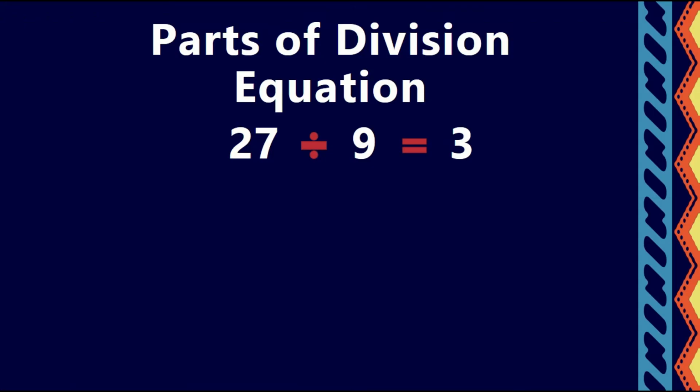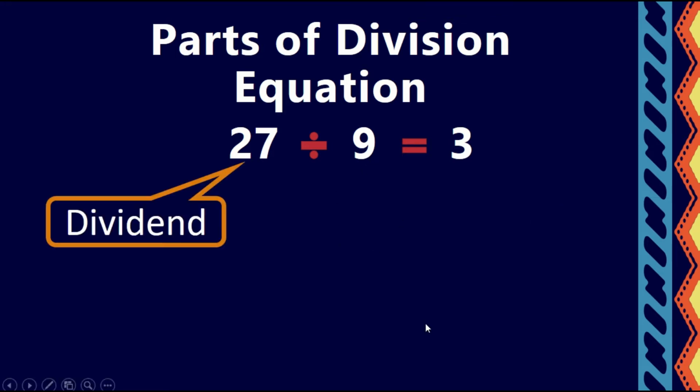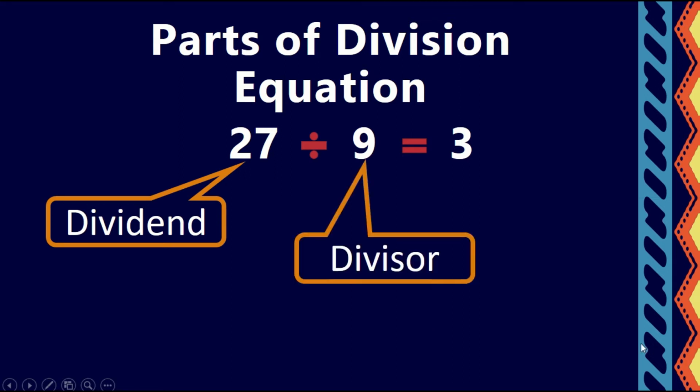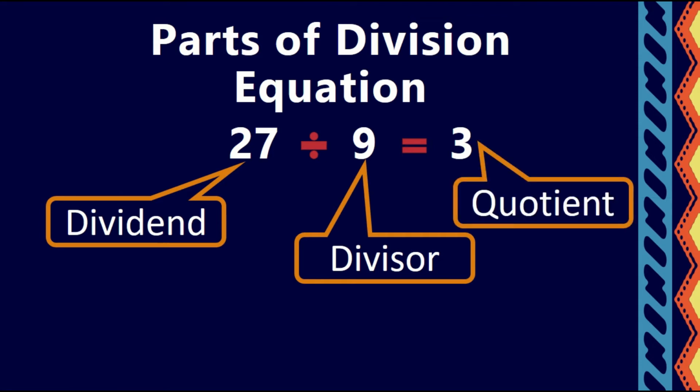To start with, let's look at the parts of a division equation first. We have 27 divided by 9 equals 3. 27 is our dividend, while 9 is our divisor, and 3 is our quotient. Remember these parts because you're going to need them later.